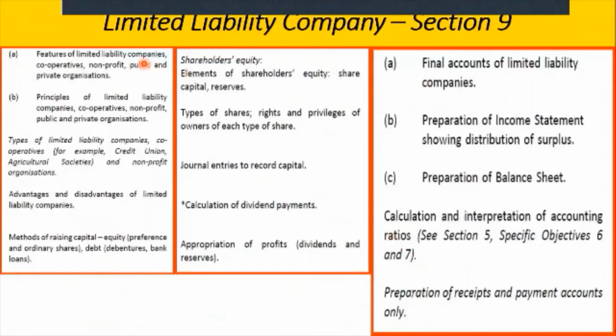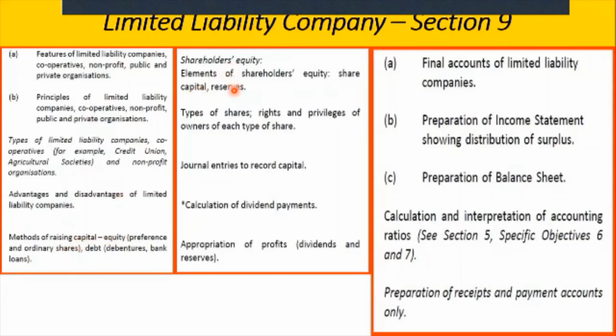Next, we have limited liability company, section 9. The features of the limited liability company, the types of limited liability company that you have. These are all reading in just a few pages in a textbook, and you could know this, right? Methods of raising capital, the preference shares, ordinary shares, and debentures and bank loans and so on. This is a nice area that they keep asking in part B and part C.